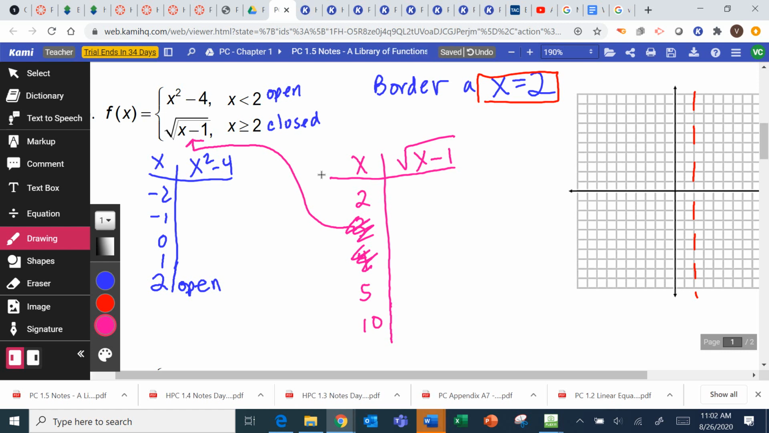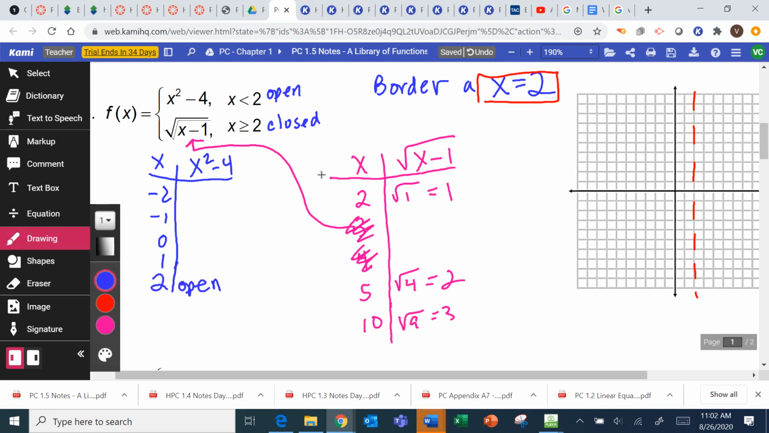So if we plug in 2, we get the square root of 1, which is 1. If we plug in 5, we get the square root of 4, which is 2. And then I'm guessing this is the square root of 9, which is 3. Okay. And I didn't fill out my blue one. I guess I got to fill that one out too.